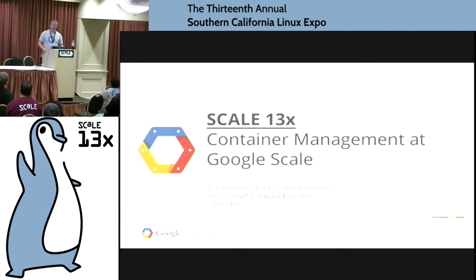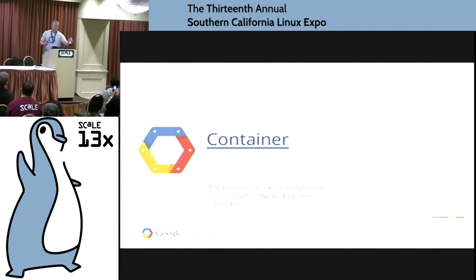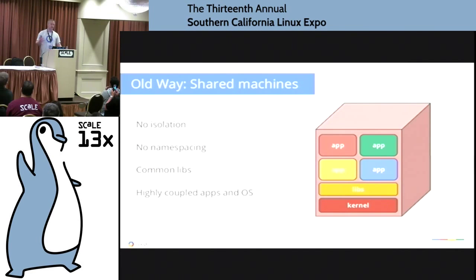We're going to talk about containers today and some of the stuff we do with containers. So first and foremost, containers. I'm going to assume that everybody sort of gets containers, but I'm going to talk about it from Google's perspective. Everybody has a different sense of what it means for containers, right?